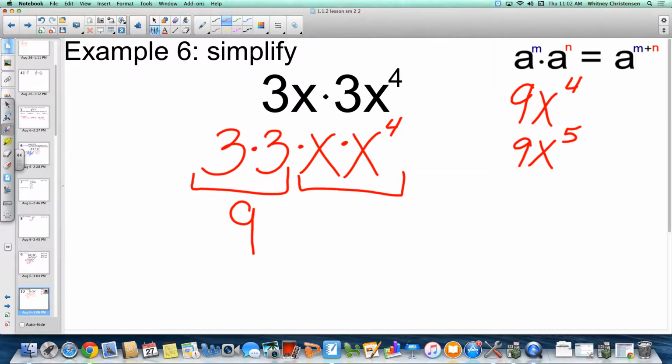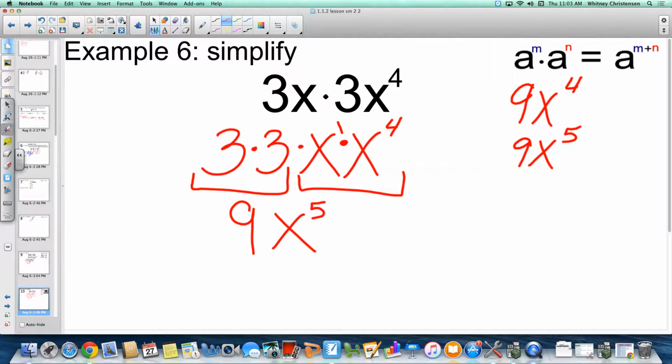Now right here we have x times x to the 4th. I saw a lot of x to the 4th in your final answer. What is my exponent on x though? 1. So 1 plus 4 is 5. x to the 5th. Now remember, we only are adding the exponents because we were multiplying the same base. So they have to be being multiplied for this to work. Do you understand that? Yes.